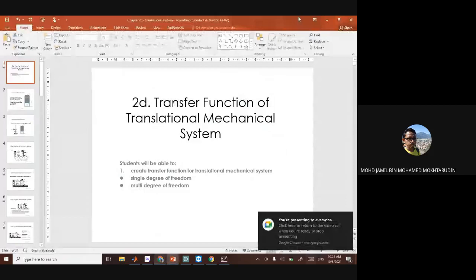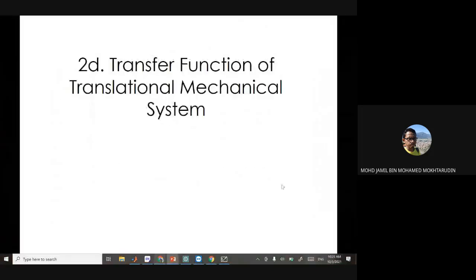All right, so we continue with lecture 2D, okay? Lecture 2D will be about finding the transfer function of translational mechanical system. So translational mechanical system means a system that is either moving forward or backward or moving up and down, okay? It doesn't involve any rotation yet in this topic, okay?